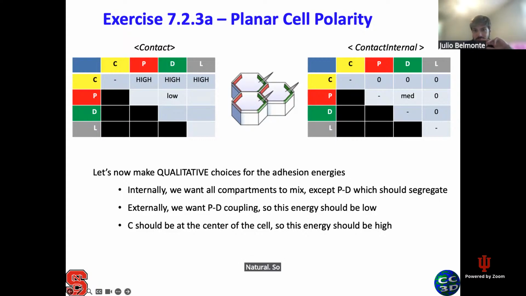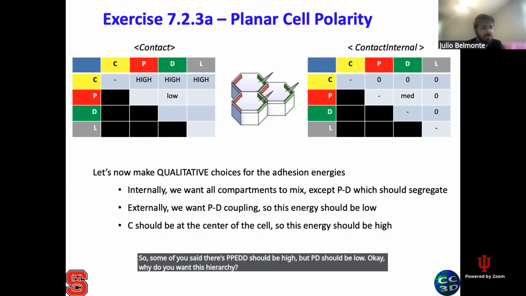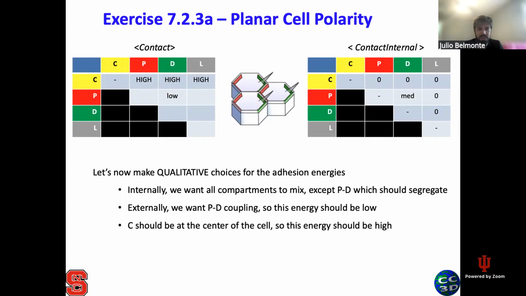So what about proximal and distal? So one of you said they should be low. Do you all agree that those areas should also be low or not? Some said that should be high. Why high? So some of you said that PP and DD should be high, but PD should be low. Okay, why do you want this hierarchy? Clara said fixed orientation, but how can this fix the orientation?